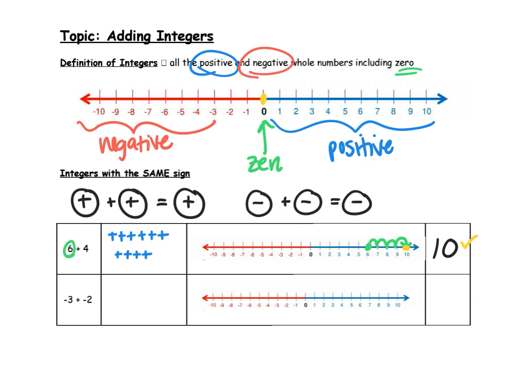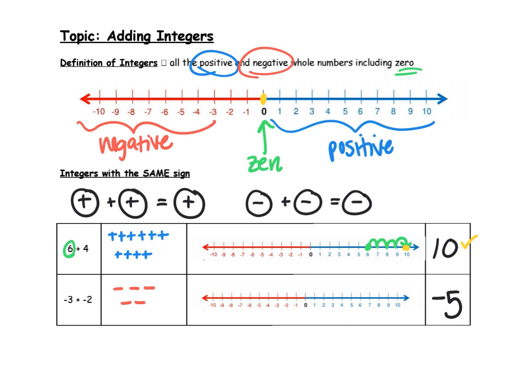Now let's look at a negative plus a negative. Negative 3 plus negative 2. If I have 3 negatives and I'm getting more, I'm getting 2 more negatives. The question is, how many negatives do you have in total? And here you have 5. So my answer is negative 5.